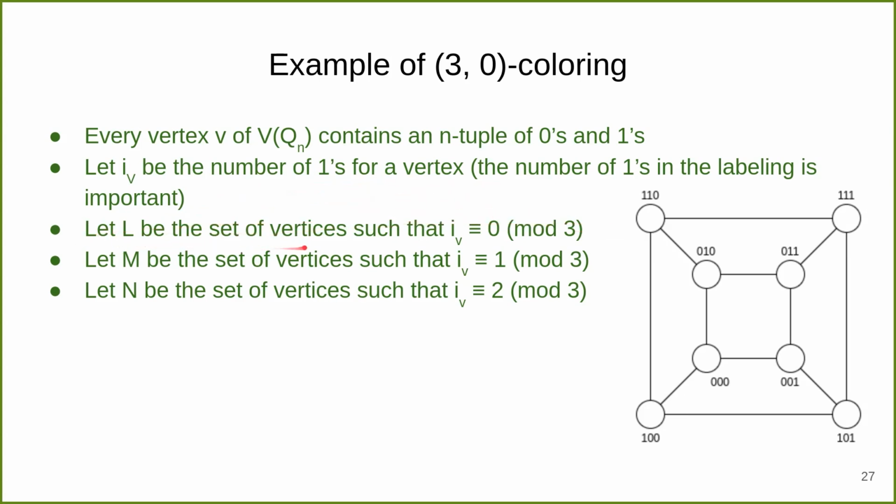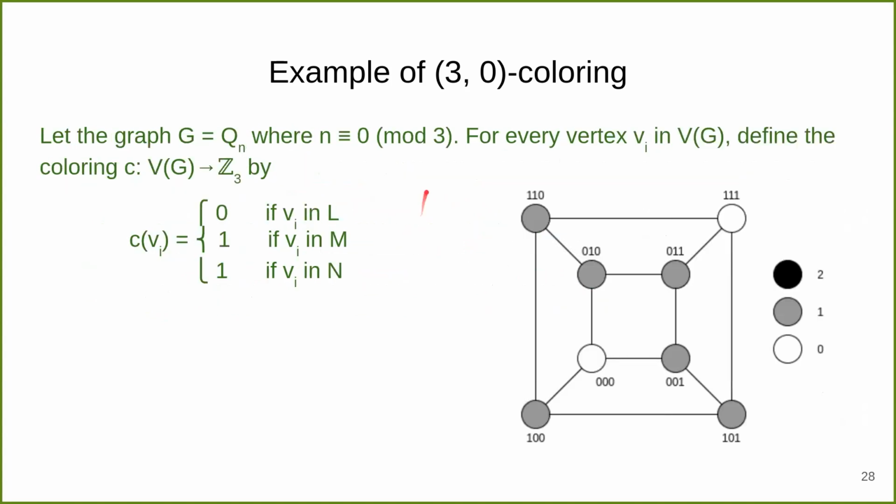Let L be the set of vertices such that |v| is equivalent to 0 mod 3. So the number of 1s is 0 mod 3. Let M be the set of vertices such that |v| is equivalent to 1 mod 3. And let N be the set of vertices such that |v| is equivalent to 2 mod 3. So if we look at hypercubes where the order n is divisible by 3, we can define a coloring C by the following.